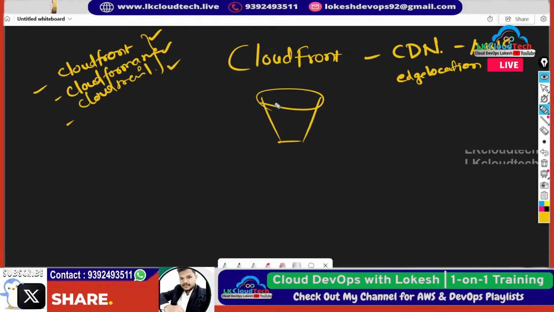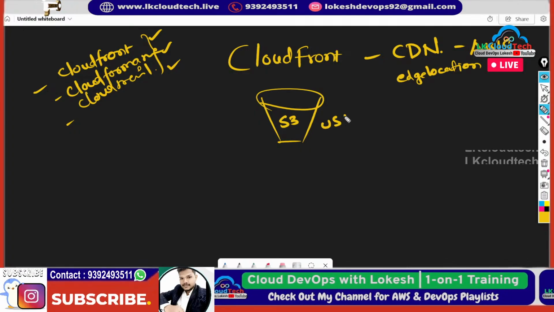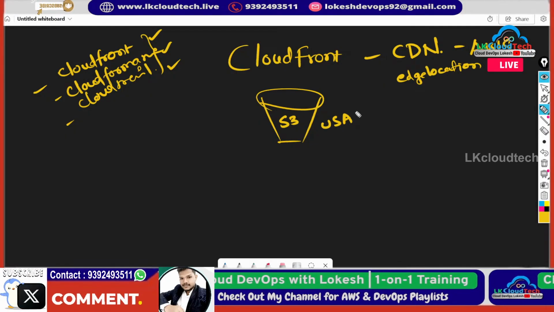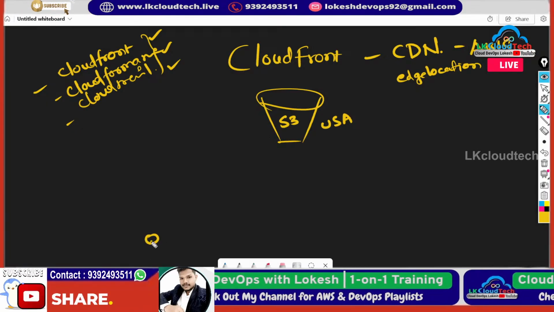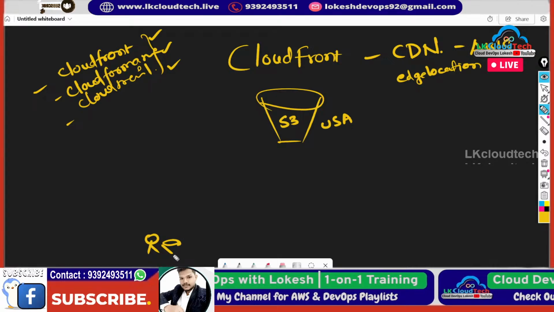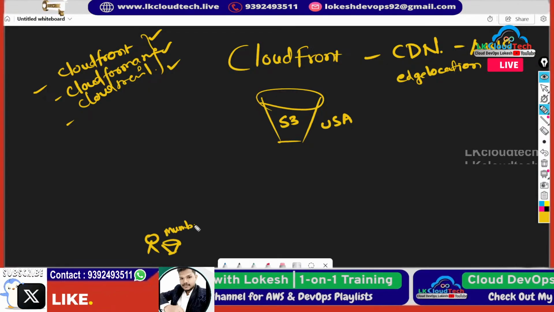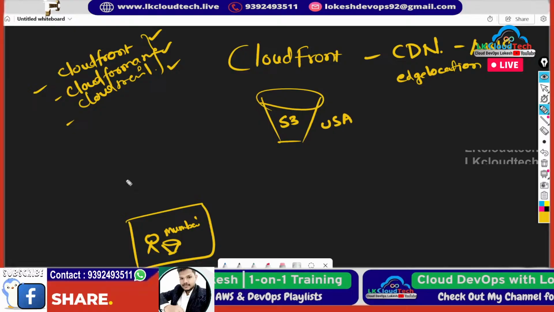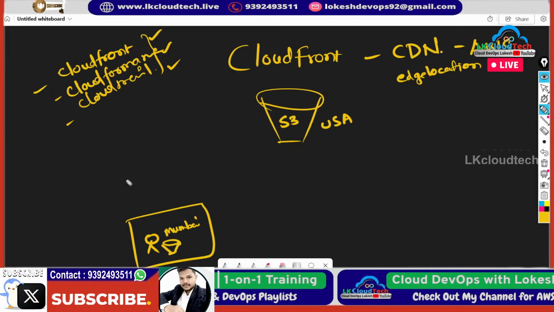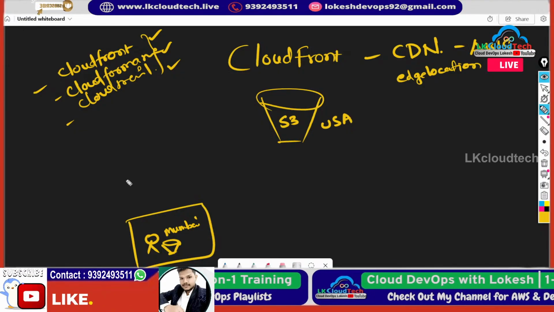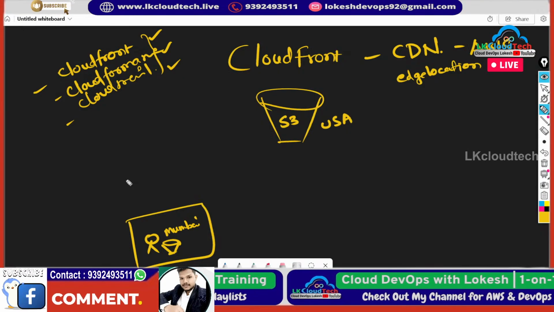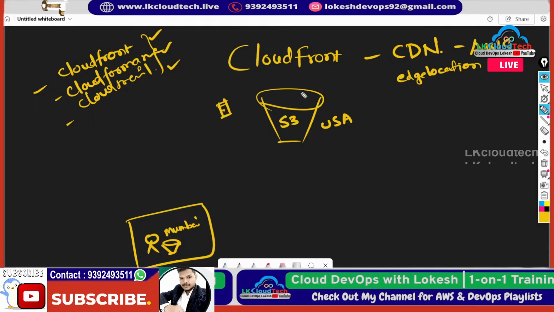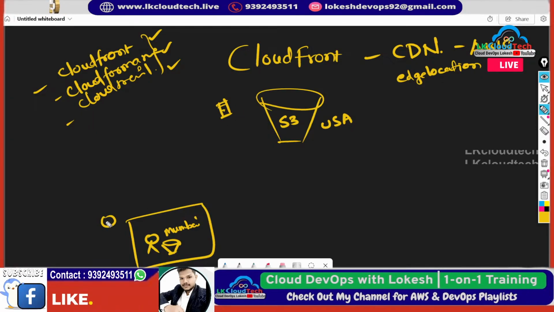For example, there is an S3 bucket somewhere in the USA. Maybe you are somewhere in the Mumbai region, and some of your colleagues, or you can call them customers, are accessing your website. Your website is kept in the USA.